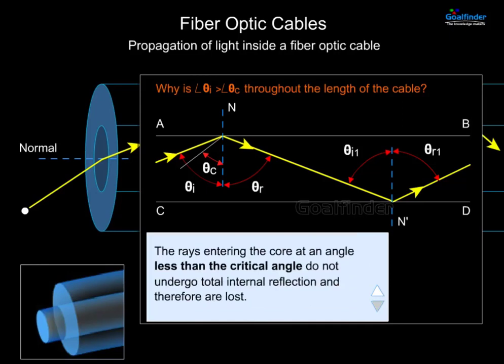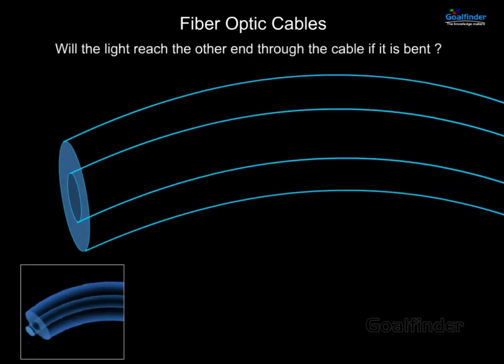The rays entering the core at an angle less than the critical angle do not undergo total internal reflection and therefore are lost. Will the light reach the other end through the cable if it is bent?